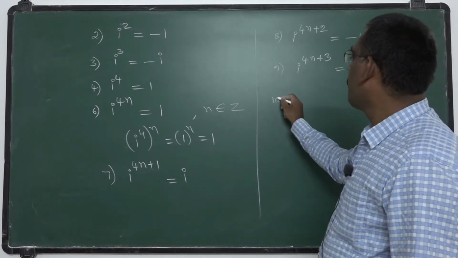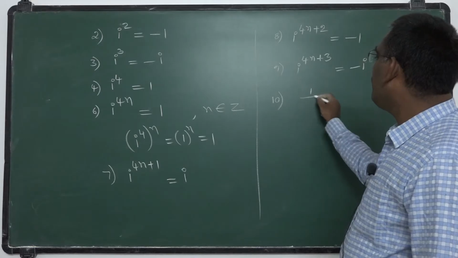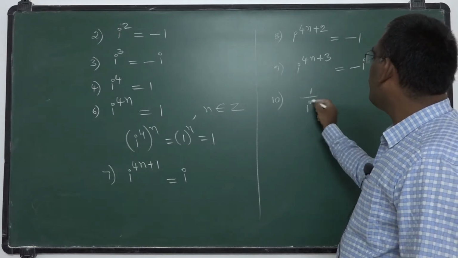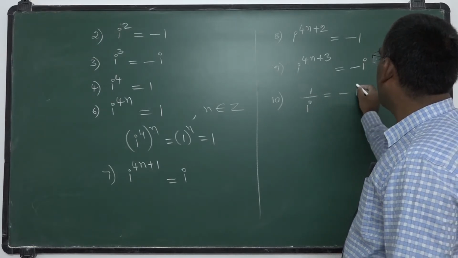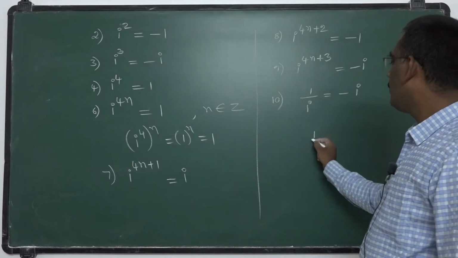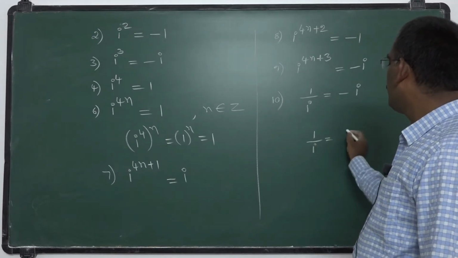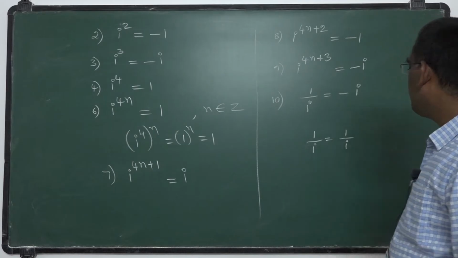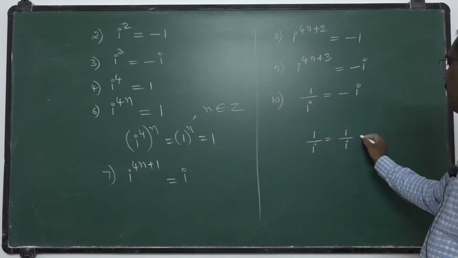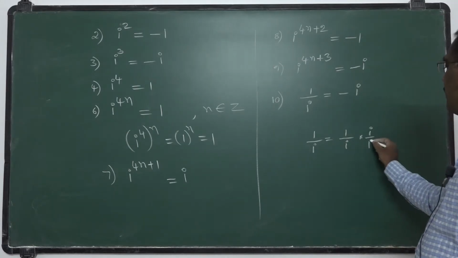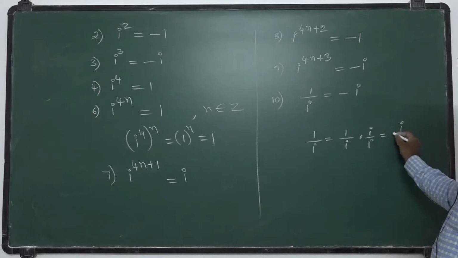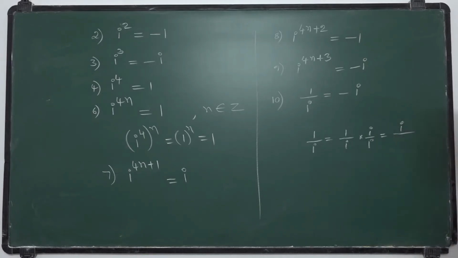Next, 1 by i is equal to minus i, because 1 by i, multiplying both numerator and denominator by i, gives 1 into i by i into i squared. So i squared is nothing but minus 1, that is equal to minus i. So 1 by i is equal to minus i.